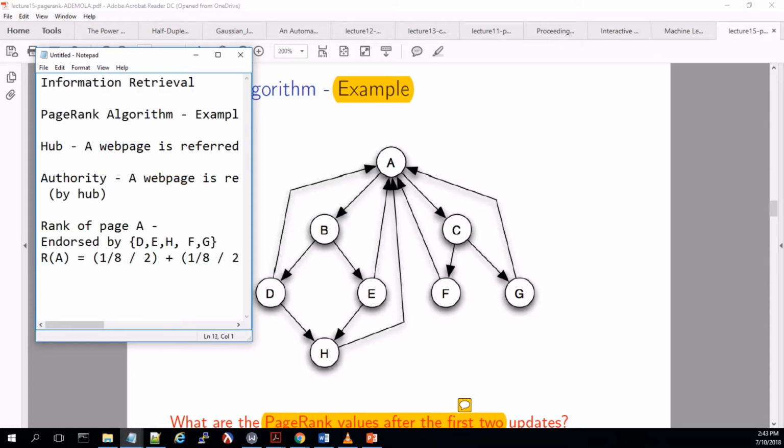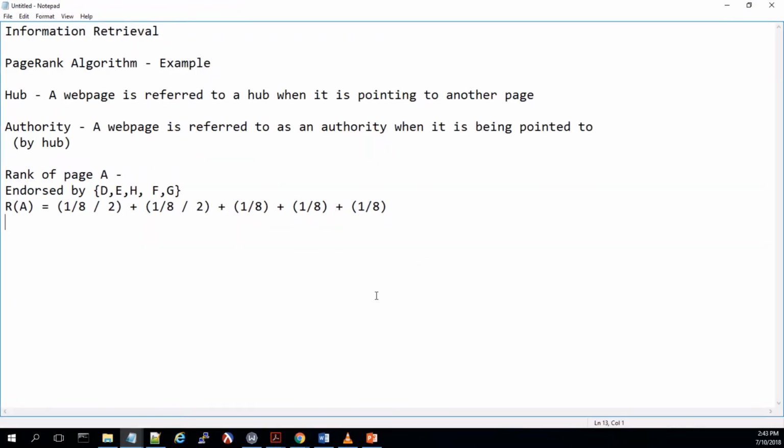So the rank of A, by the time you do this calculation, then you get 1/2. You can do the calculation yourself. You get 1/2 because this will give you 1/16 plus 1/16, plus 1/8, 3/8. So by the time you do it, you are going to get 1/2.